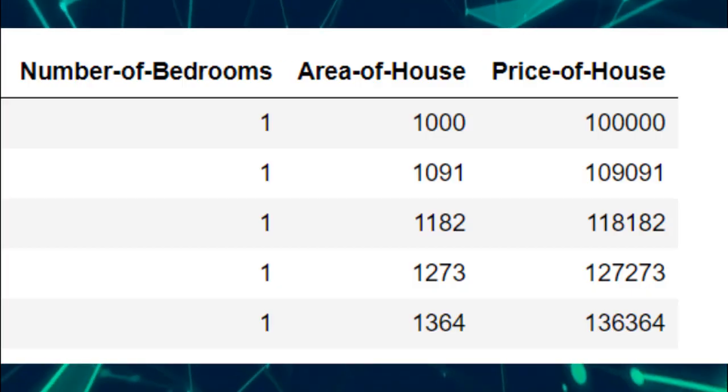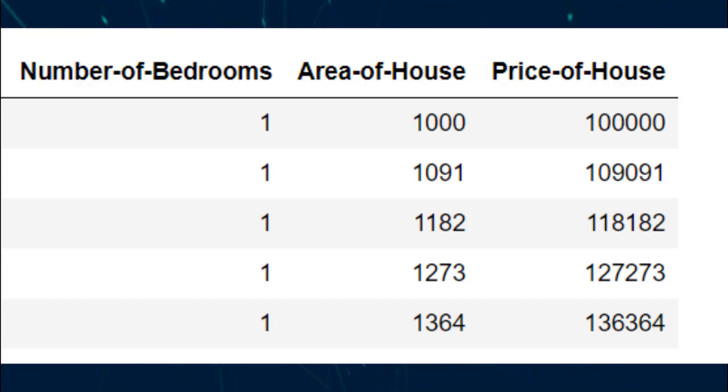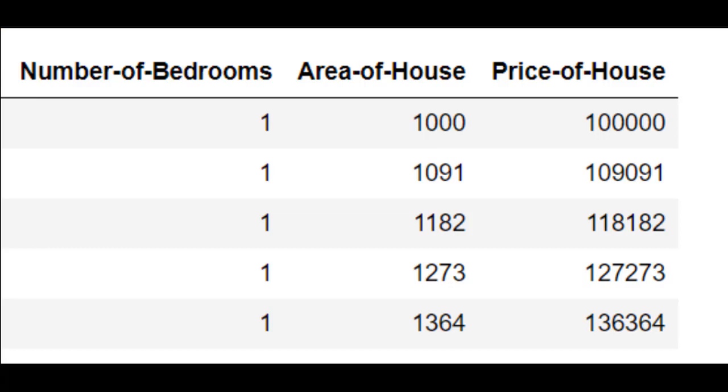In this tutorial, we are going to predict the price of a house based on the number of rooms in the house and the complete area of the house. Therefore, the independent variables or features are the number of rooms and area of the house, and the dependent variable or label is the price of the house.